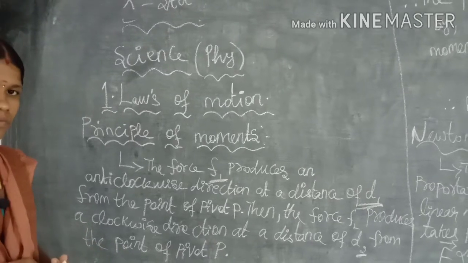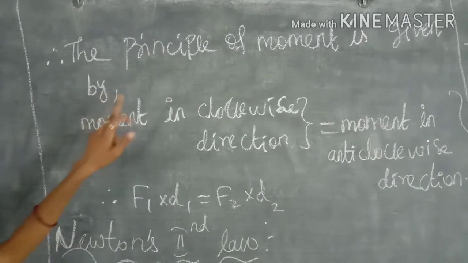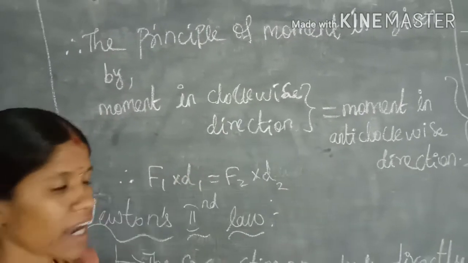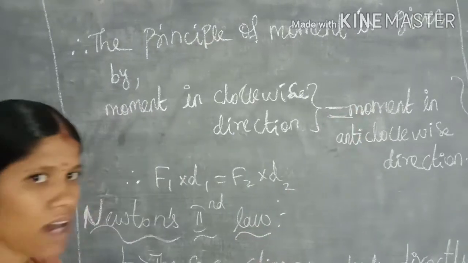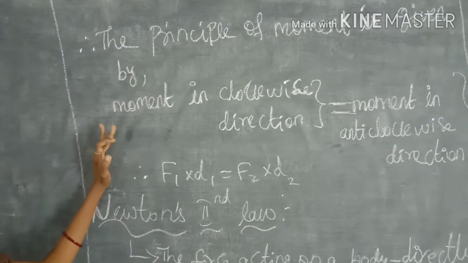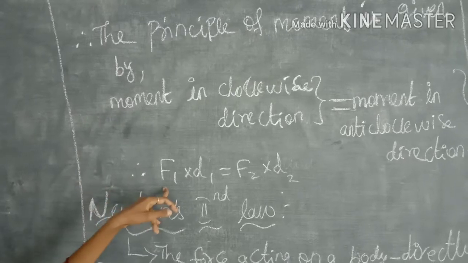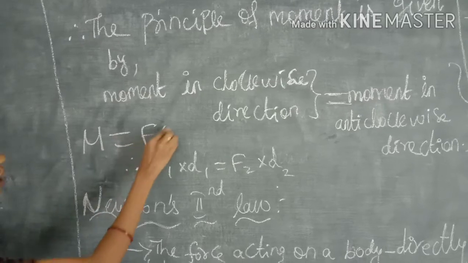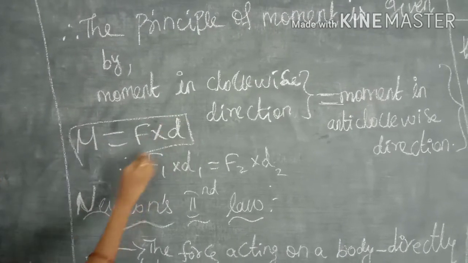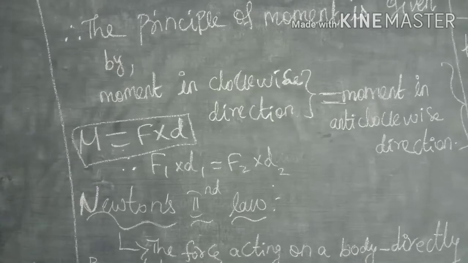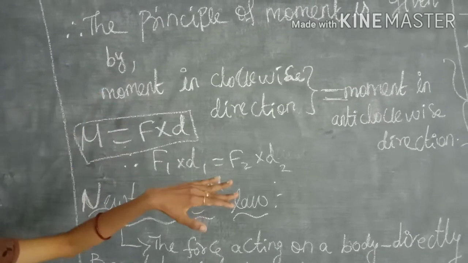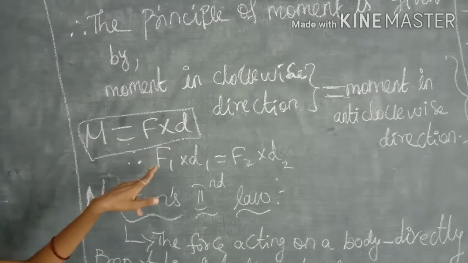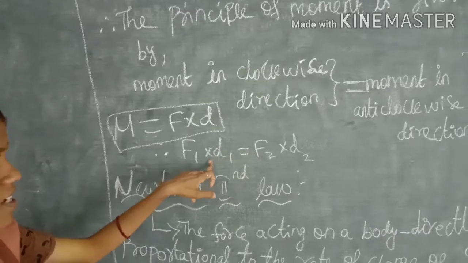Okay students, therefore the principle of moments is given as: the moment in the clockwise direction is equal to the moment in the anti-clockwise direction. Both cases are equal here. So we can write the formula as F1 × d1 = F2 × d2, because the general formula for the moment of a force is F × d. This is for one case. In the general case we have clockwise and anti-clockwise directions, so we split the force into two and the distance into two, giving F1 and F2, and distances d1 and d2.